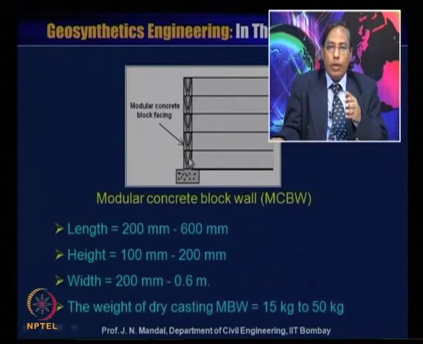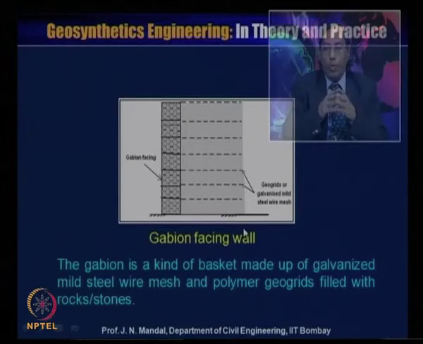So you can place the modular concrete block, and then you can place the geogrid material, which should be connected with this block, and then you place another block. There are different types of joining system, I will show you later. Like that you can construct the modular concrete block wall. Because this block weighs about 15 kg to 50 kg, it is very easy to handle, and you can construct the mechanically stabilized reinforced block wall using these modular concrete blocks.